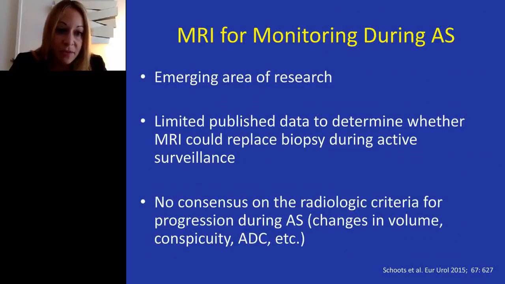MRI may also be useful in a serial fashion for monitoring patients during active surveillance. As yet, not a lot of research has been published on this, but this is a very active area of investigation, trying to figure out some kind of consensus on what constitutes progression on an MRI, how much change in the size of the tumor or what parameters on the MRI tell us that the cancer is progressing. So I see this as something that's likely to come to the forefront in the next few years. Much greater use of MRI and much more evidence on how we can use it as a way to monitor patients instead of doing so many repeat biopsies.